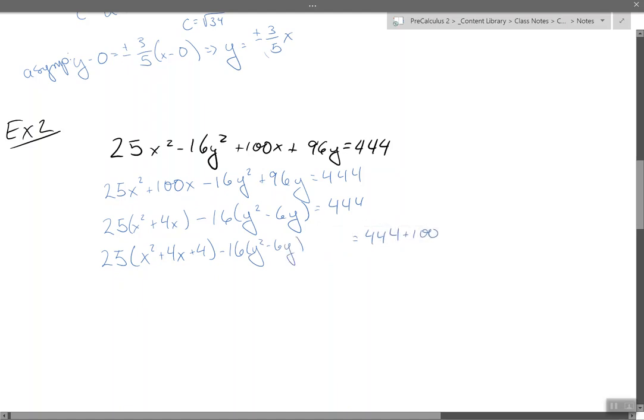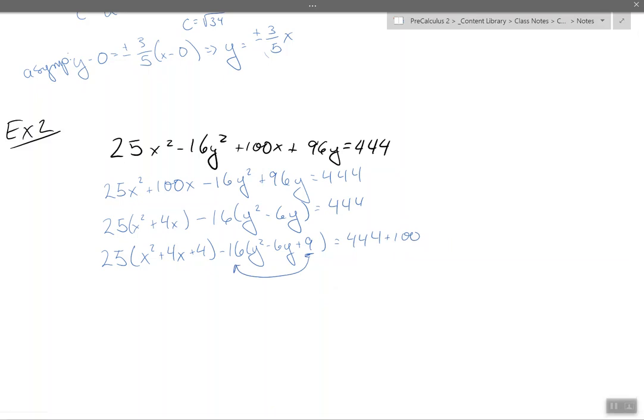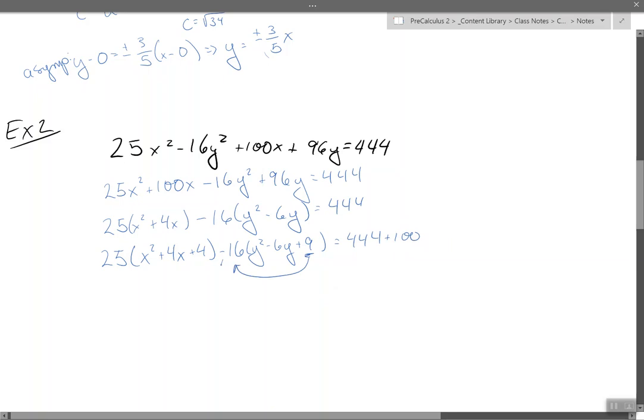Y, so half of 6 is 3, and 3 squared is 9. So we are adding 9 times the leading coefficient, negative 16, to the other side. So that's 90 plus 54, so 144. But since this is a negative, we're going to add negative 144 to the other side.